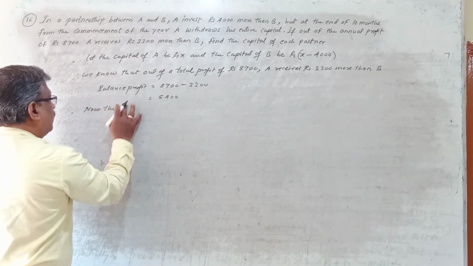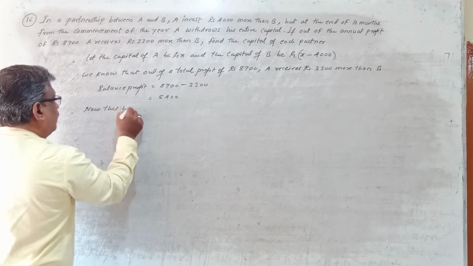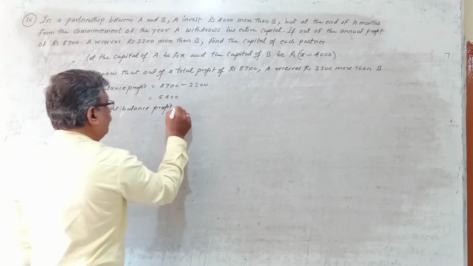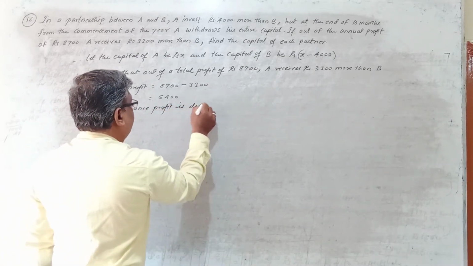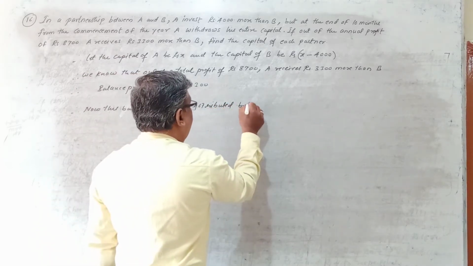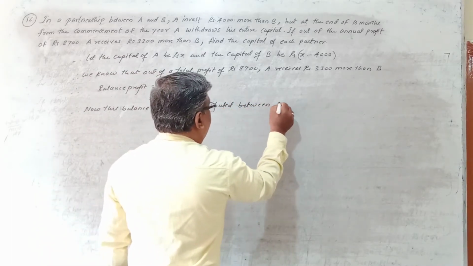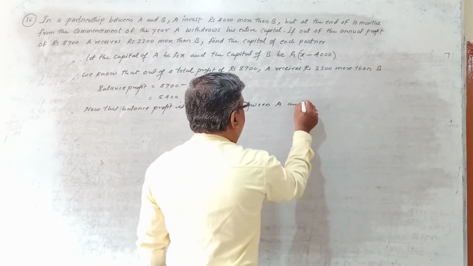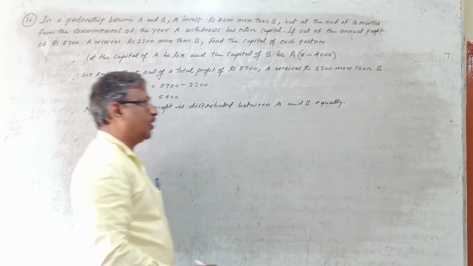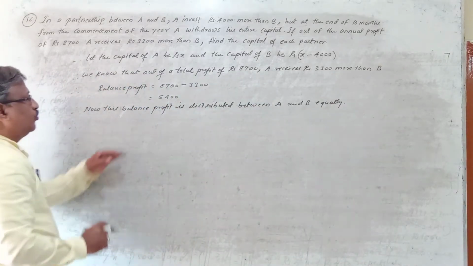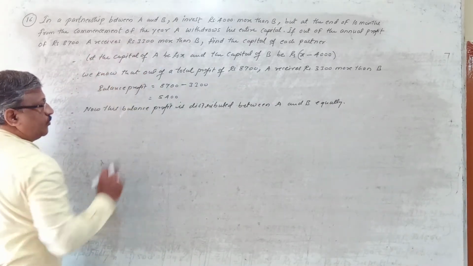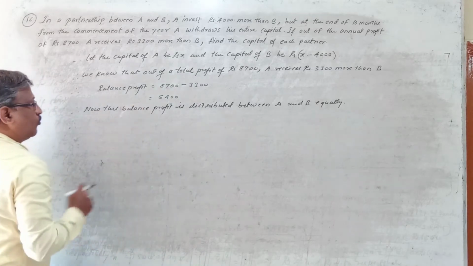Now here you write: this balance profit is distributed between A and B equally. Up to this both get equal, that's why you have to distribute in equal ratio. It is not given in the problem, so why you have to distribute equally, that point you have to remember.